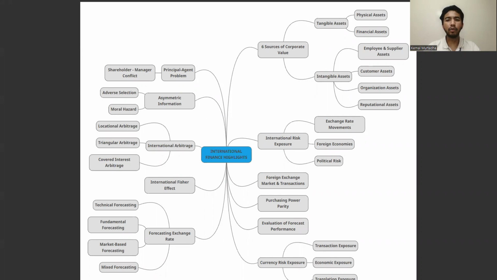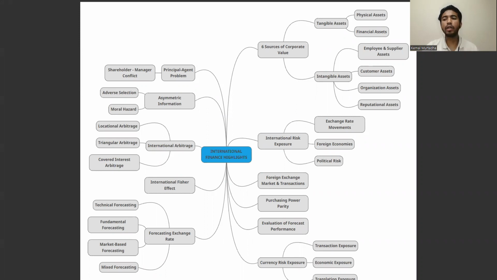This time I will do some explanations of the mind maps that I believe to be the highlights of my international finance course in IPMI International Business School. As you can see here, I have divided my mind maps, titled International Finance Highlights, into 11 main materials that I learned from the course.